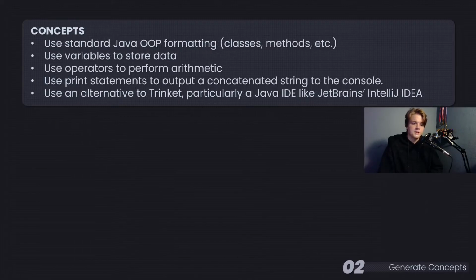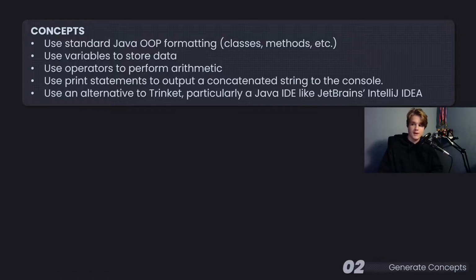All right, so generate concepts. I just listed out a few important bullet points here. So we want to use standard Java object-oriented programming formatting, including classes, their methods, etc. Variables to store data, so we can use particular integers. However, there's a special kind of variable that I will show you in just a second that we also used. Operators to perform arithmetic, print statements to print a concatenated string to the console.